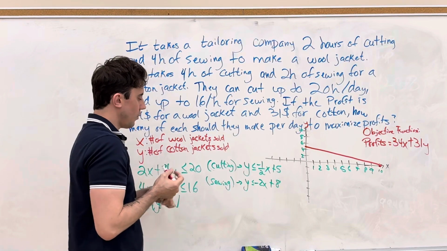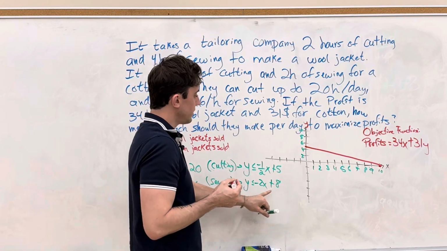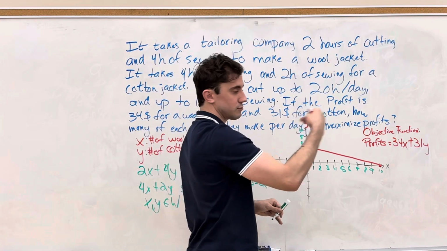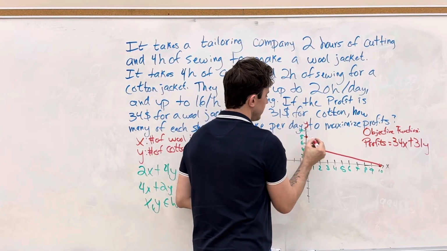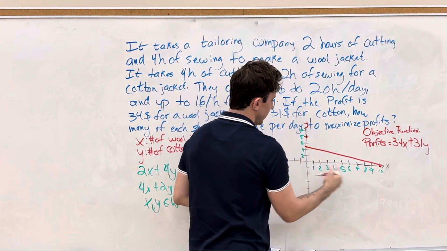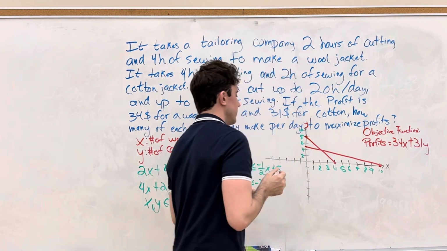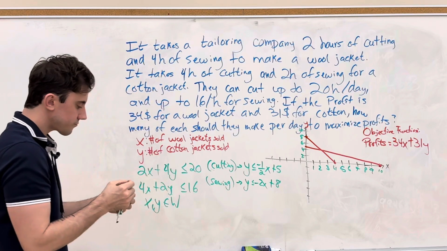Next, we have y is less than or equal to negative 2x plus 8, y-intercept at 8, and then a slope of negative 2. So down 2 over 1. So y-intercept at 8, down 2 over 1 means down 8 over 4. And this will be our second boundary.